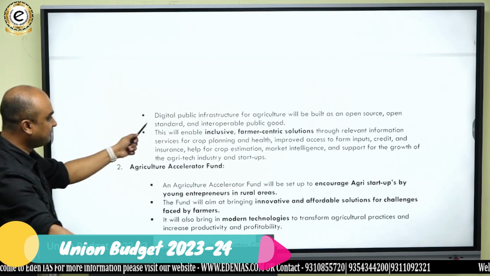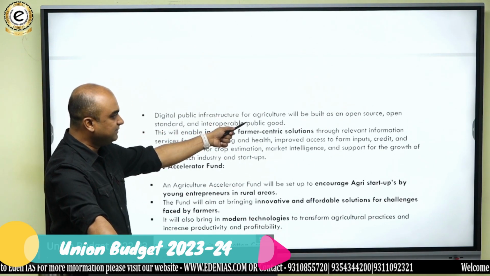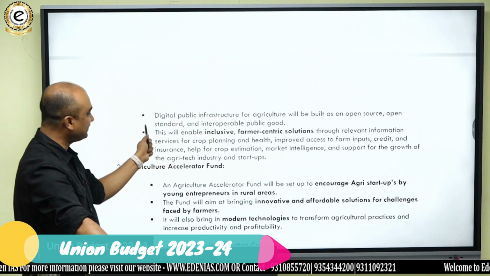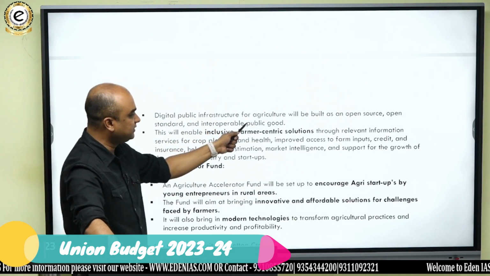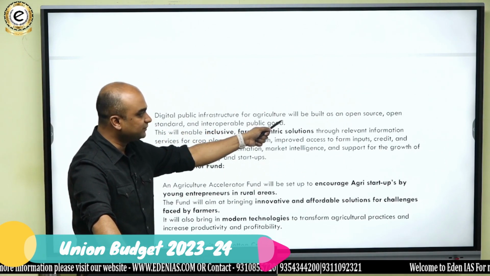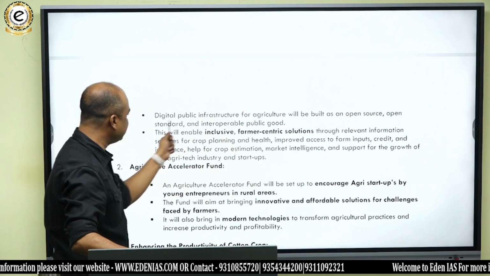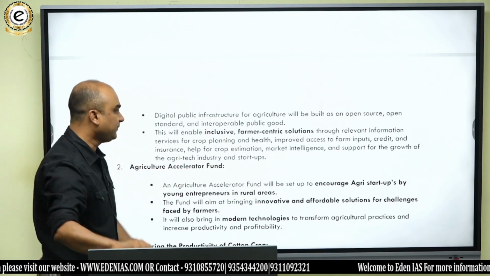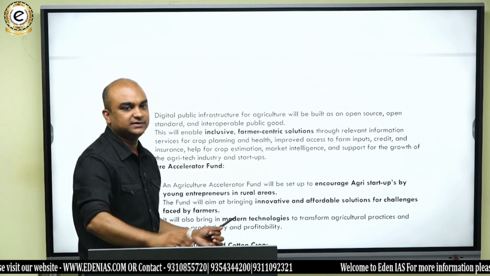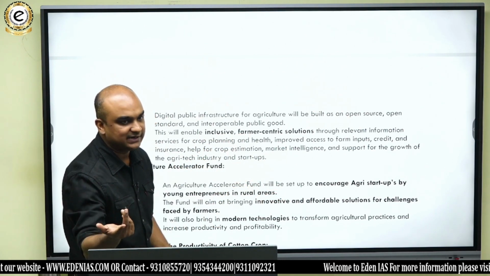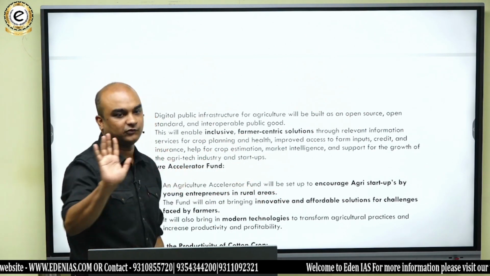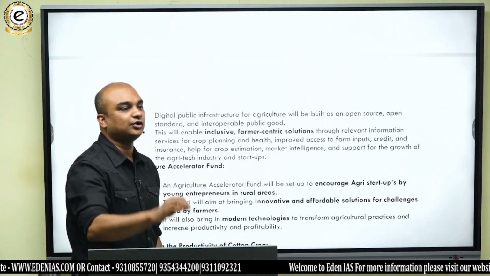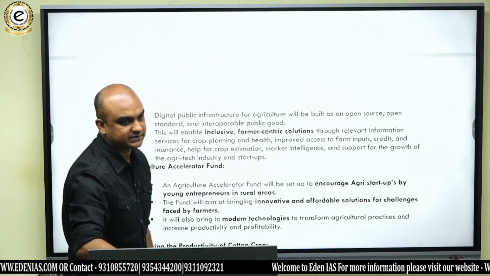Digital public infrastructure for agriculture will be built as an open source, open standard and interoperable public good. Open source means it will be available to all. Open standard means what standards have been established will be open to all. And interoperable, it means anybody can operate that and it can be operated on any platform. So it would not be dependent on operating system or devices, say for example.